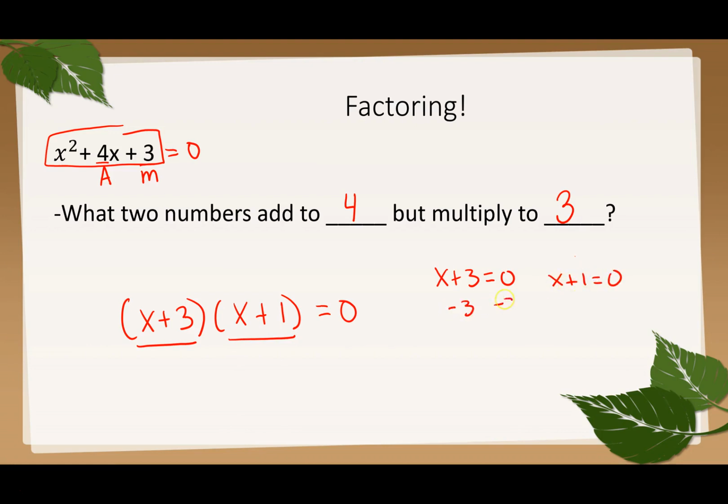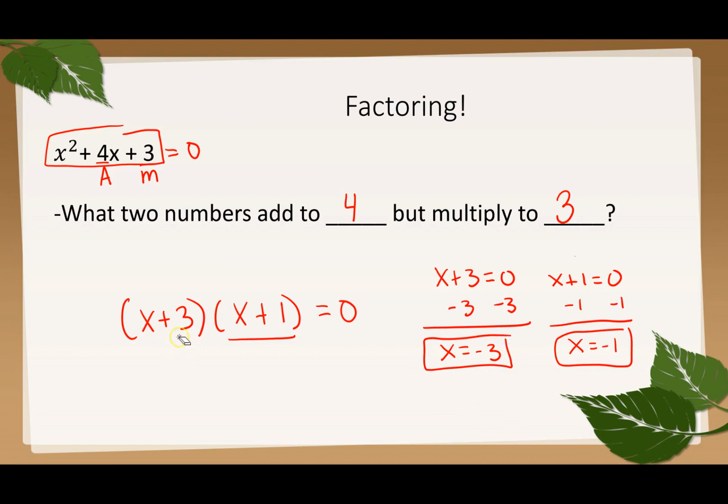So here I'm going to subtract 3, and I get an answer of x equals -3. Subtract 1 here, and I get x equals -1. Now you might see a pattern, and it does work, that your answer would be the opposite of this and the opposite of that.